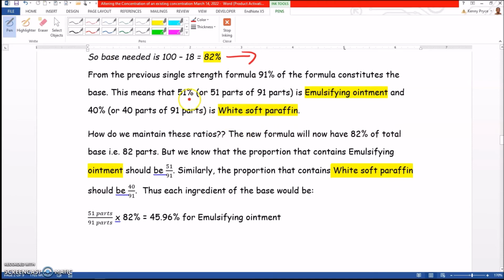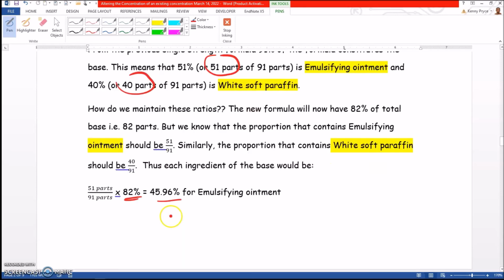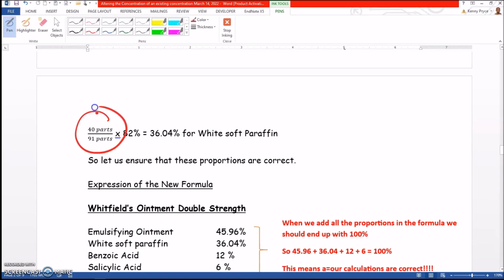It's quite simple, really. We refer to the single strength, and the single strength says that of the 91 parts of base, 51 parts would be emulsifying ointment and 40 parts will be white soft paraffin. Now you have base that is decreased to 82%, or you can say 82 grams. So in order to determine what proportion of that 82 grams or 82 parts will be emulsifying ointment: 51 parts out of 91 parts, which is the current proportion that must be maintained no matter if you're increasing or decreasing the base, times 82% or 82 parts or 82 grams, whichever you prefer, will be 45.96% for emulsifying ointment. Similarly, 40 out of the 91 parts times the 82% or 82 grams or 82 parts, whichever you prefer, will be 36.04%.